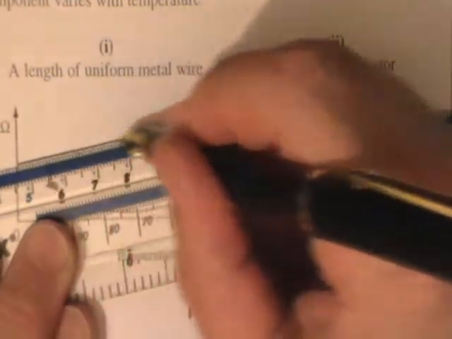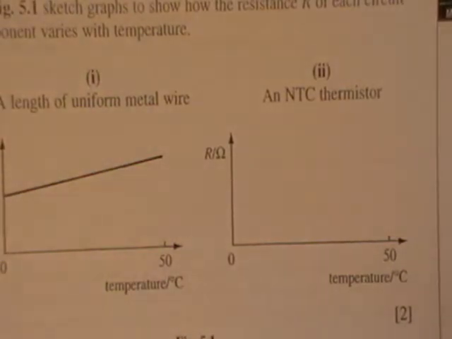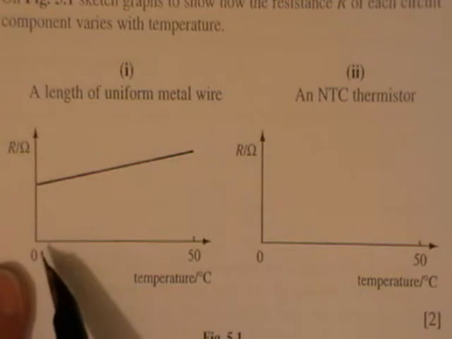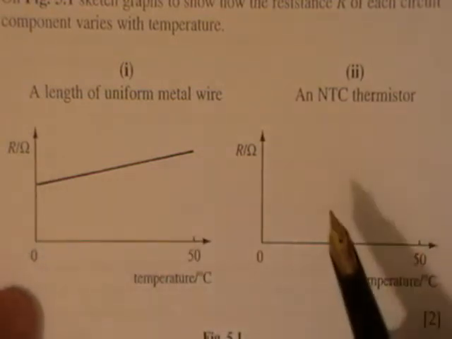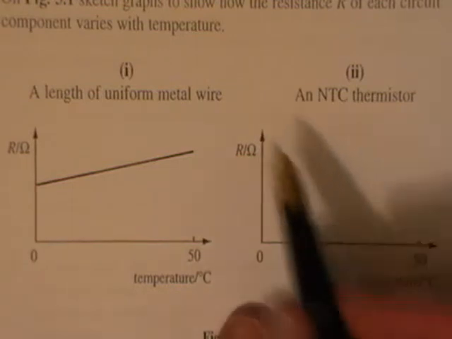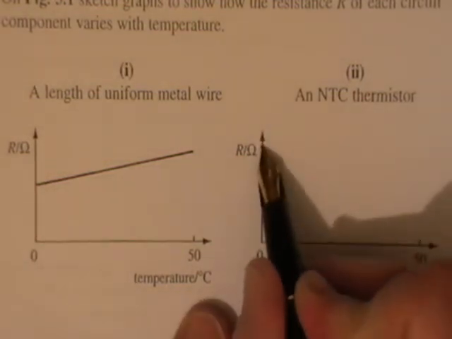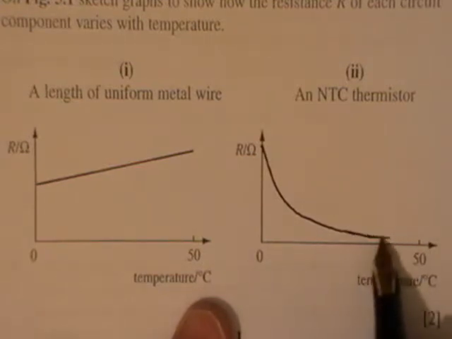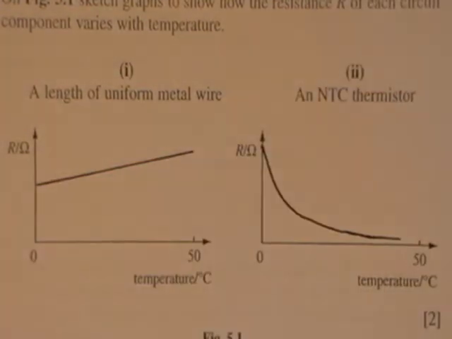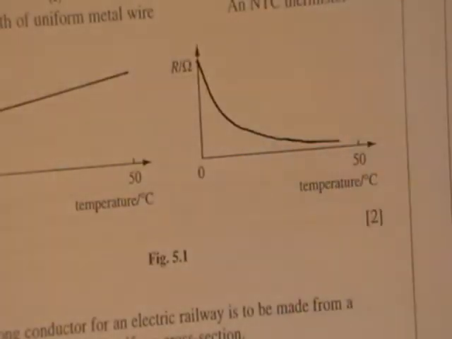For the metal wire, it's an increasing straight line with a positive intercept, because it does have a resistance at 0. So it's really important that it starts there and goes up in a straight line. The NTC thermistor starts off with a resistance and falls down, becoming asymptotic to the axis. Probably not reaching it at 50 degrees Celsius, but it comes down like so.